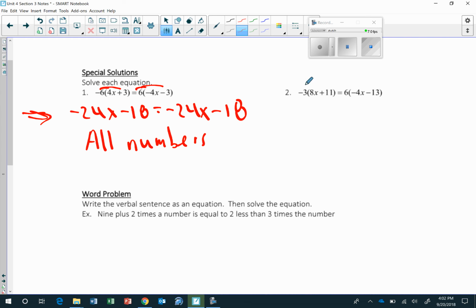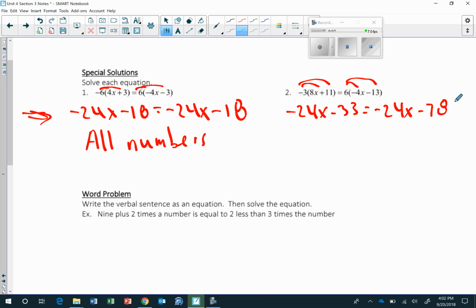Now for number 2, it's a little bit different. Again, I need to distribute before I do anything else. So I have negative 24x minus 33 equals negative 24x minus 78. If you look at these, they both have negative 24x, but they're not exactly the same on both sides. So I need to go ahead and solve them.